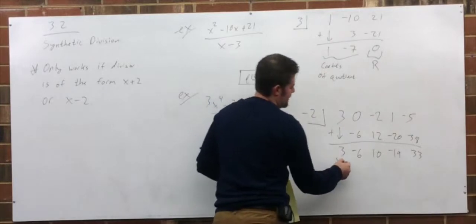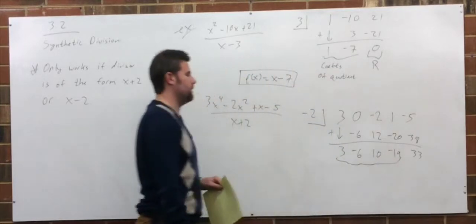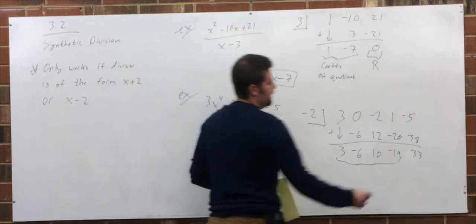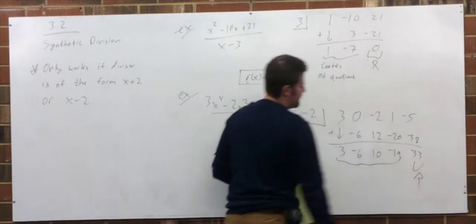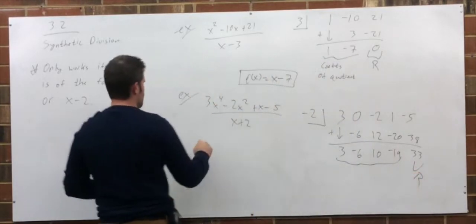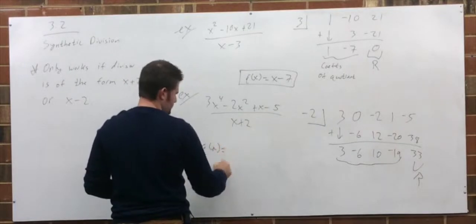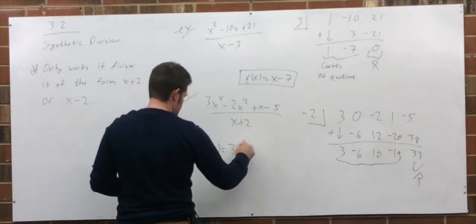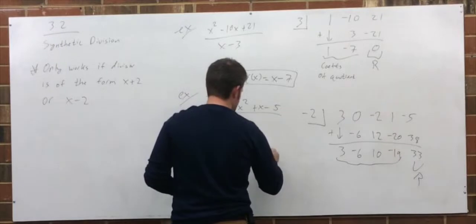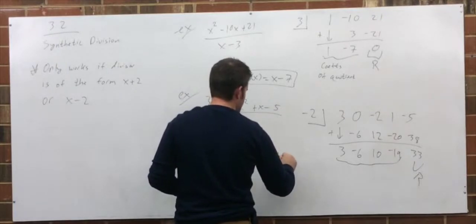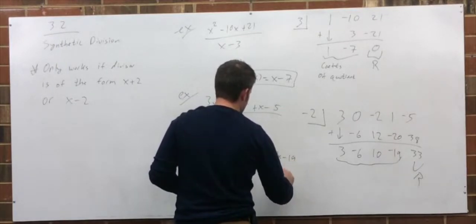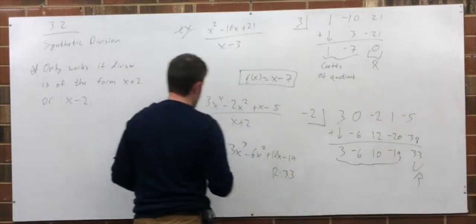Again, let me emphasize that these numbers here are the coefficients of your quotient, and this last number is the remainder. So in this situation, our final answer is q of x equals 3x cubed minus 6x squared plus 10x minus 19 with a remainder of 33.